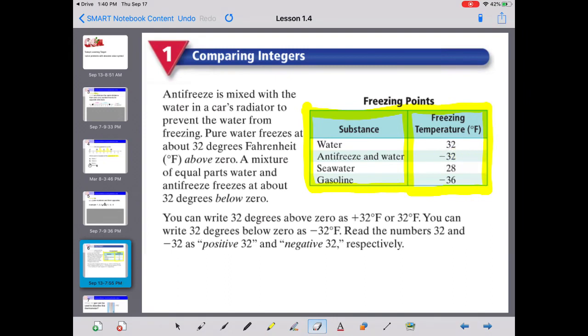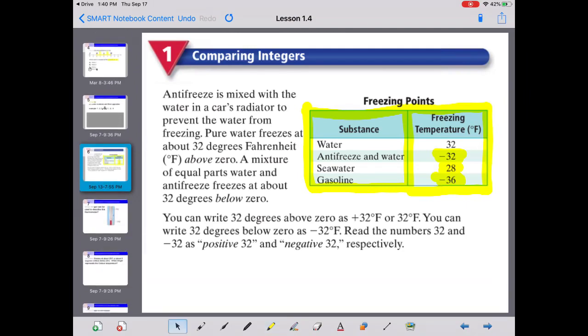-32 degrees, or 32 degrees below 0, is written like this. Seawater is at a positive 28 degrees, and so it is 28 like this. Gasoline freezes at -36 degrees, which is good for our vehicles, so that our gas will still work in the winter. And so you would write 36 degrees below 0 as -36. That is the integer. All right, so let's give some of these a try.